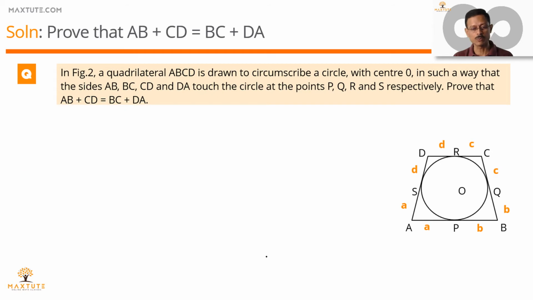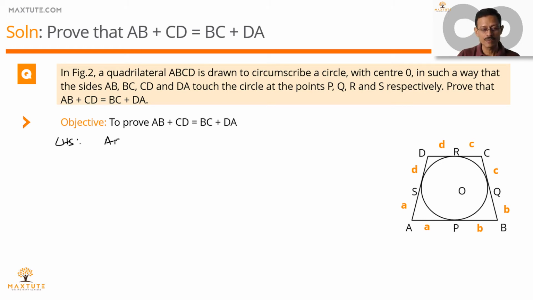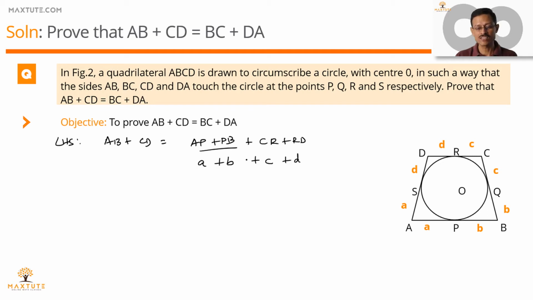Let's find out what we have to prove. Our objective is to prove that AB plus CD is equal to BC plus DA. Let's start with LHS. The LHS is AB plus CD. What is AB? AB can be broken down as AP plus PB. What is CD? CD can be broken down as CR plus RD. Now, what is AP? We have assigned a variable for AP as A. So, AP is equal to A, PB is equal to B, CR is equal to C, and RD is equal to D. So LHS works out to A plus B plus C plus D. Let's call this equation 1. Let's leave it here as it is.